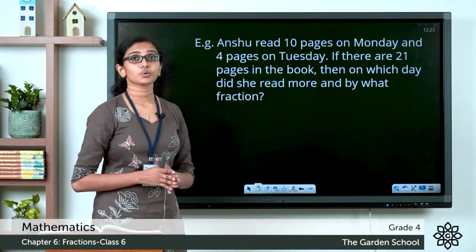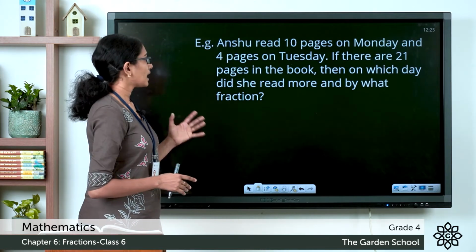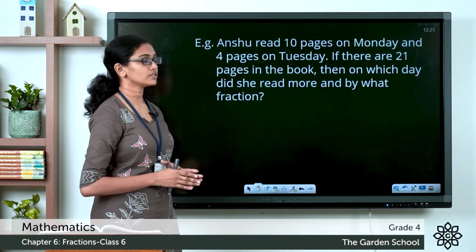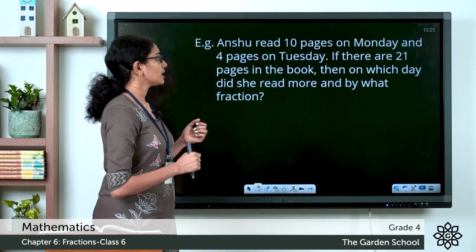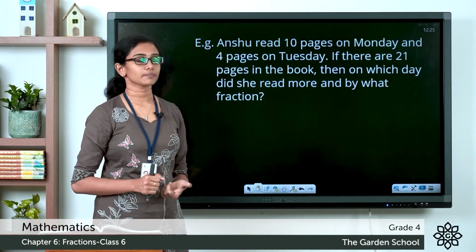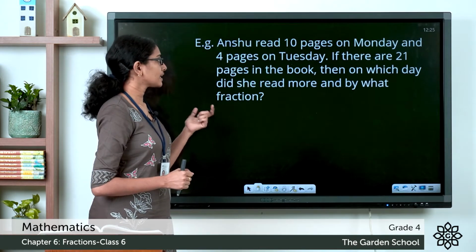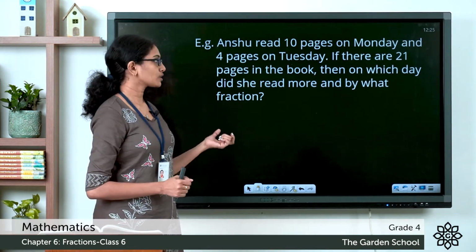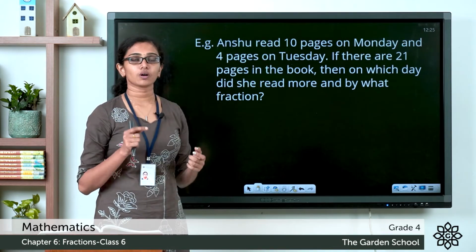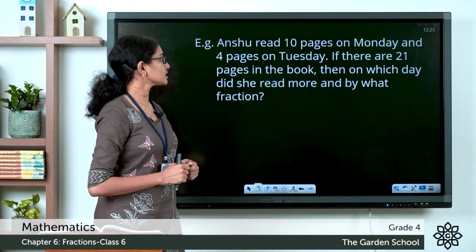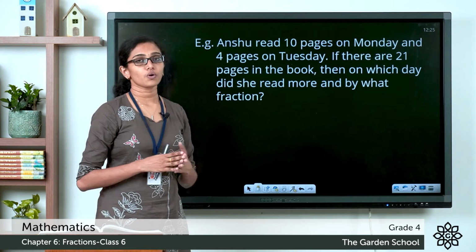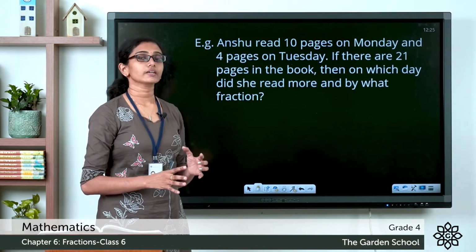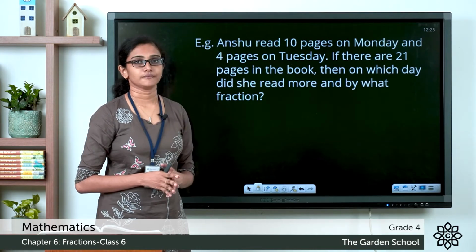Now, look at this word problem given here. Anshu read 10 pages on Monday and 4 pages on Tuesday. If there are 21 pages in the book, then on which day did she read more and by what fraction? So there are a total of 21 pages in the book, and on Monday she read 10 pages and on Tuesday she read only 4 pages. You are asked to find out on which day she read more pages and by what fraction.